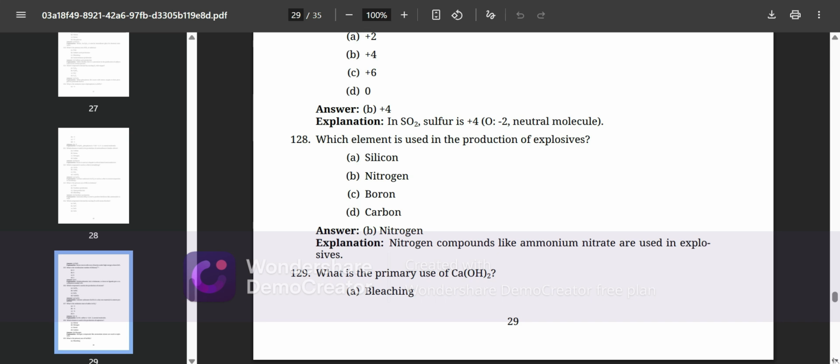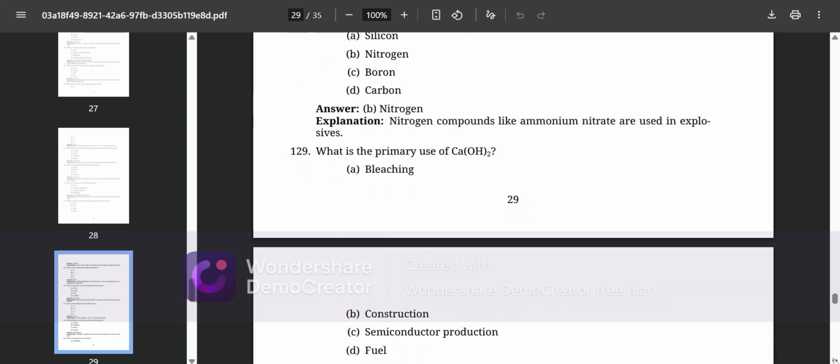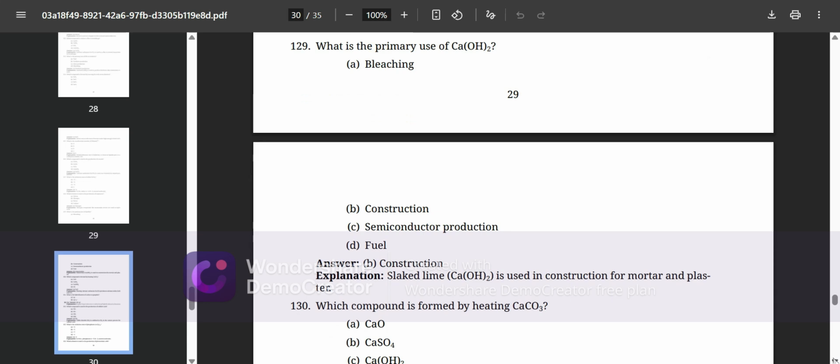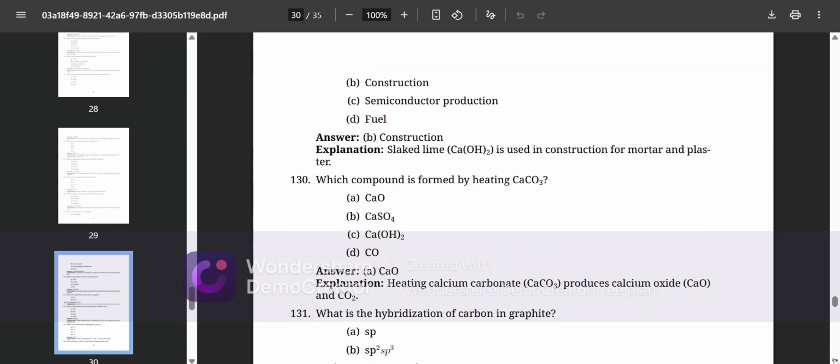Which element is used in the production of explosives? Nitrogen compounds like ammonium nitrate are used in explosives. What is the primary use of Ca(OH)2? Construction. Slaked lime. Ca(OH)2 is used in construction for mortar and plasters.